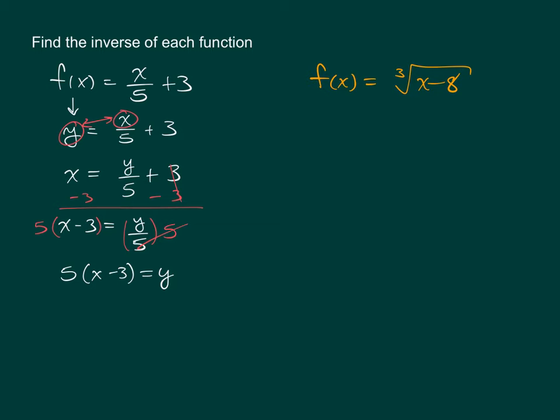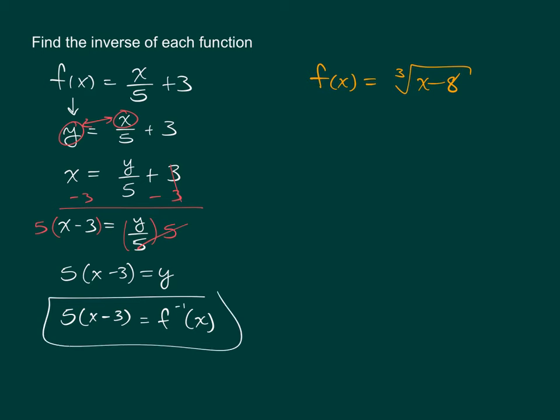Now we're almost done. The funny thing is we started with f of x notation. We need to end with f of x notation, but we have a y. Well, y is just another way, or f of x is just another way to write y. But we've changed the function a little bit. So we need to use the f inverse notation to represent that this is the inverse of what we started with. So there's your inverse function.